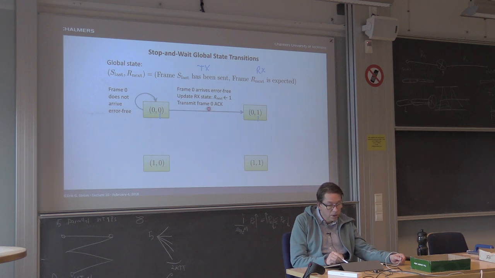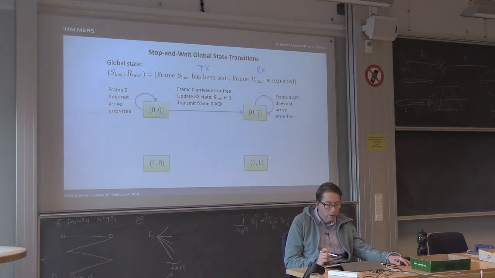Okay, the receiver also transmits frame 0 acknowledgement. So it acknowledges that it has received frame 0, and it does that by asking for frame number 1. So now we are in this state, the 0-1 state. What's going to happen here is that we just transmitted frame 0 ACK, and maybe it's not arriving error-free.